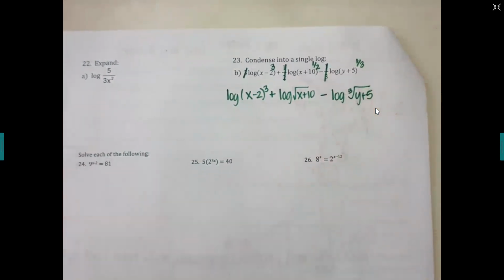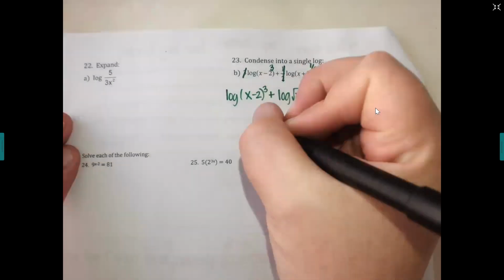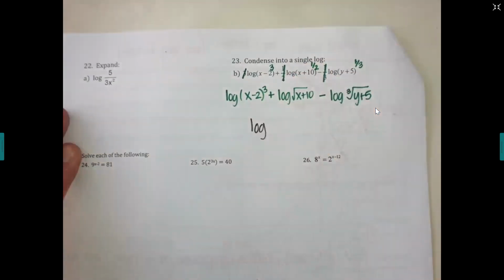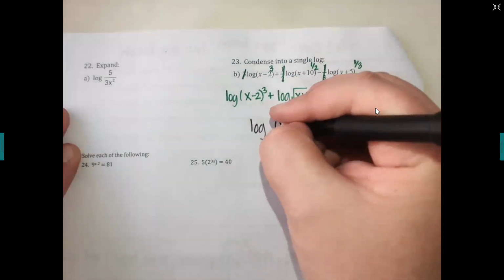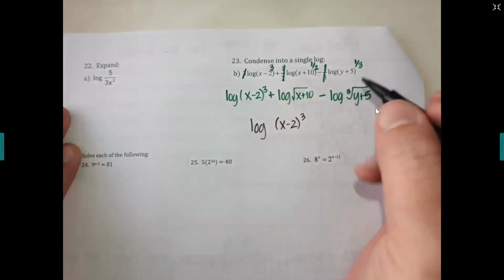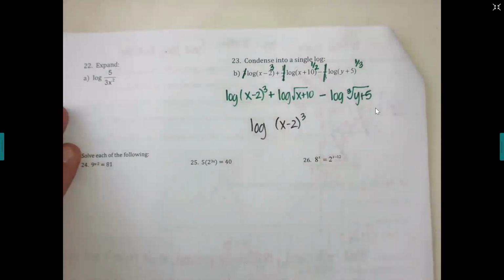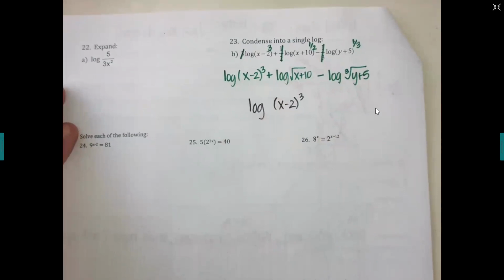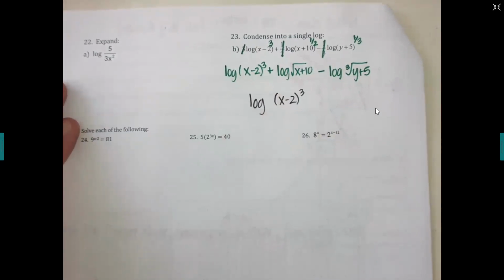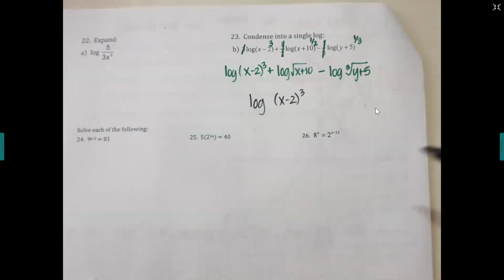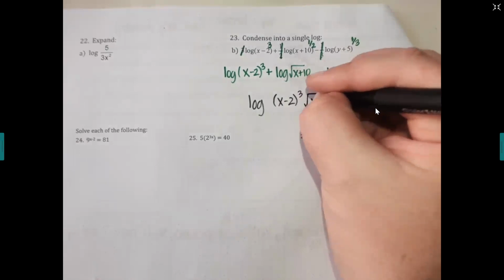Okay, from there, notice I still have 3 separate logs. I need to condense them into the same log. So for your final answer, put your last log here. We're gonna put them all into the same one. I'm gonna start with the x minus 2 cubed. And then when I put the square root of x plus 10, will I put it next to it or on bottom divided? Why next? That is correct. Because it's a plus, and plus turns into multiplication. So I'm gonna put my square root of x plus 10 next to it.